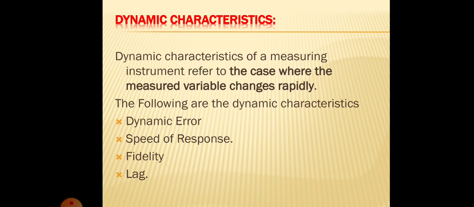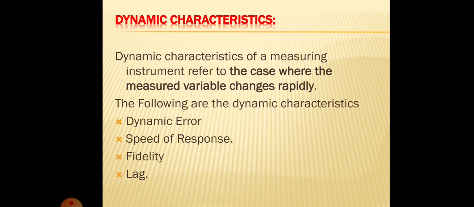Now the dynamic characteristics. The dynamic characteristics of a measuring instrument refer to the case where the measured variable changes rapidly. What does it mean when we are using any instrument for measurement? For example, if we are using a weighing machine and we have given the input of physical weight to that machine, but the measured variable changes rapidly with time, then it is the dynamic characteristic of that instrument.